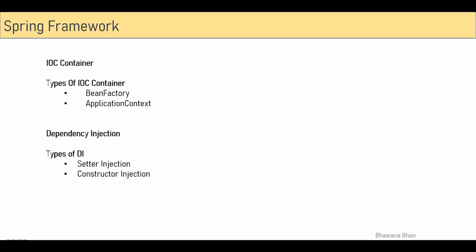You can say it's a feature of the Spring framework that it has an IOC container, and one of the main important things is dependency injection. So let us discuss today what we mean by the IOC container, what the types of IOC container are, and we will look at dependency injection also and the types of dependency injection. And today we are going to do some examples also for the Spring framework. Okay, so let us start with the IOC container.